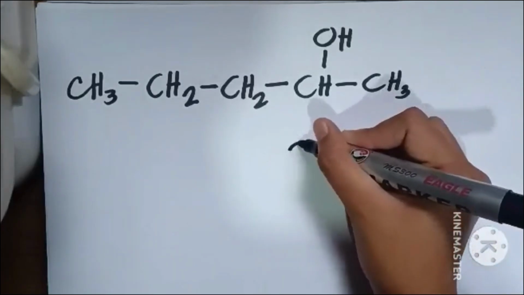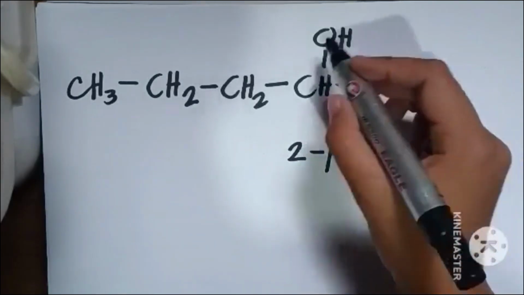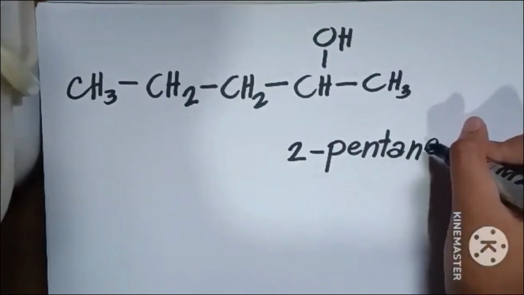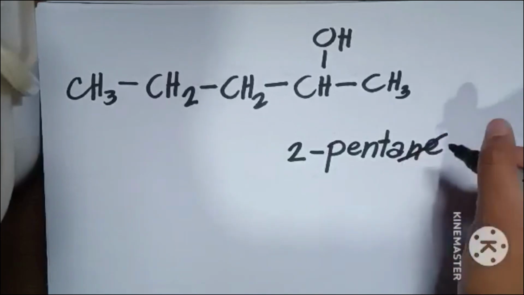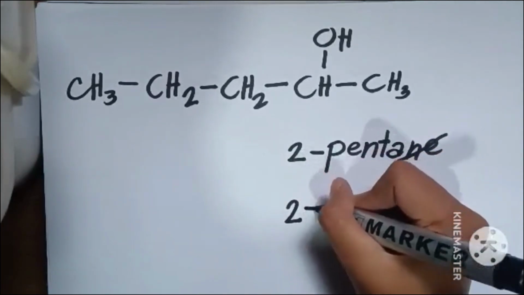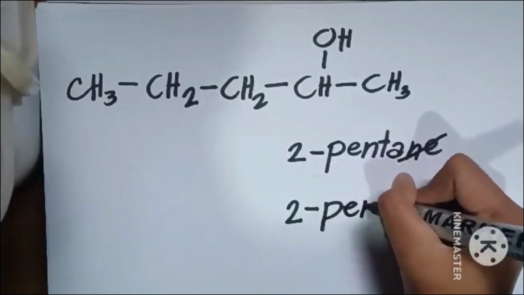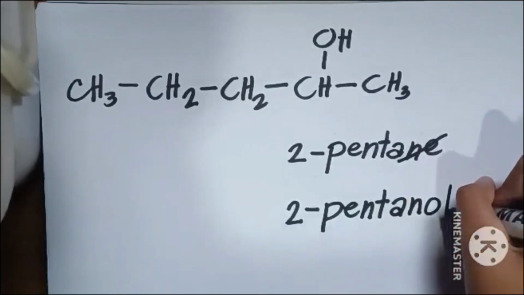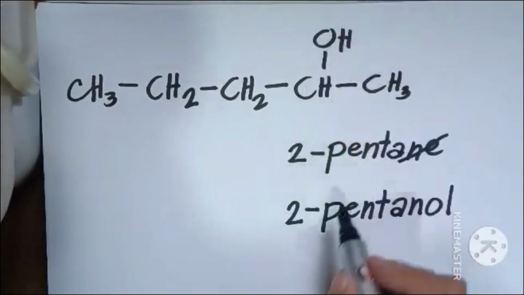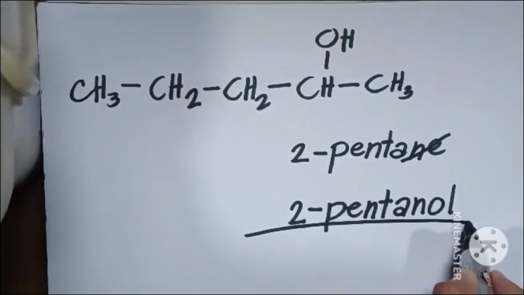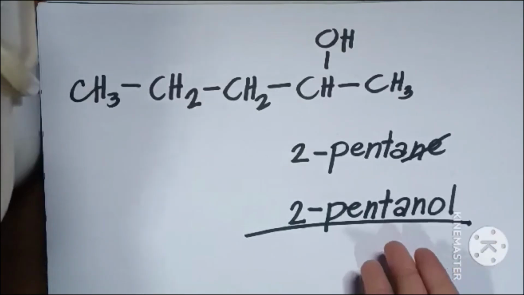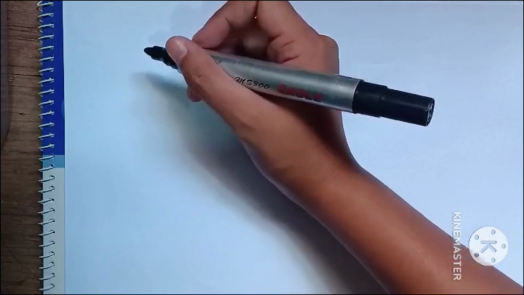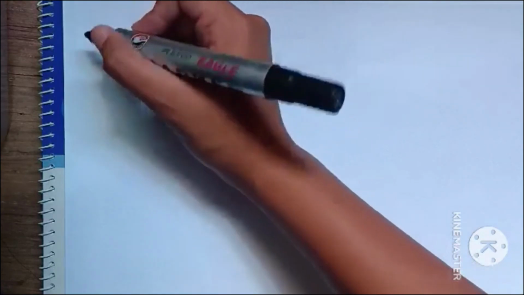or 2-pentane. But we have an alcohol, right? So we need to change it and name it 2-pentanol to emphasize the alcohol. So the answer is 2-pentanol. This is the final answer. The next example is 2-methylhexanol.